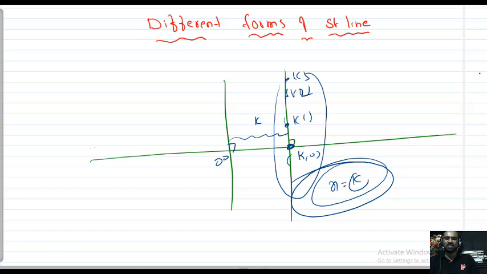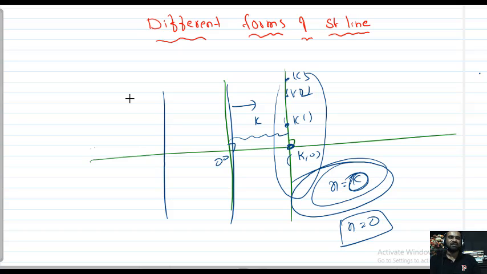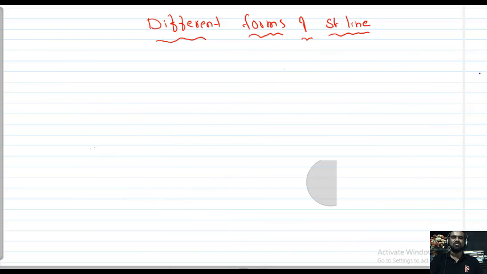Vertical line. If k is positive, the line is on the right hand side of the y-axis. If k is negative, the line is on the left hand side of the y-axis. If k equal 0, the line coincides with the y-axis. So I can say that x equal 0 is the equation of the y-axis. Okay, I will write that. Wait.